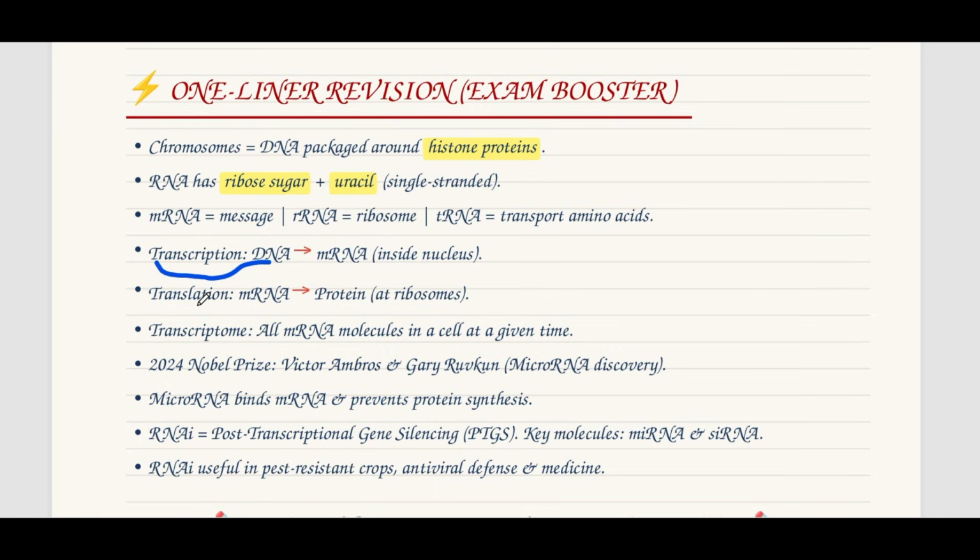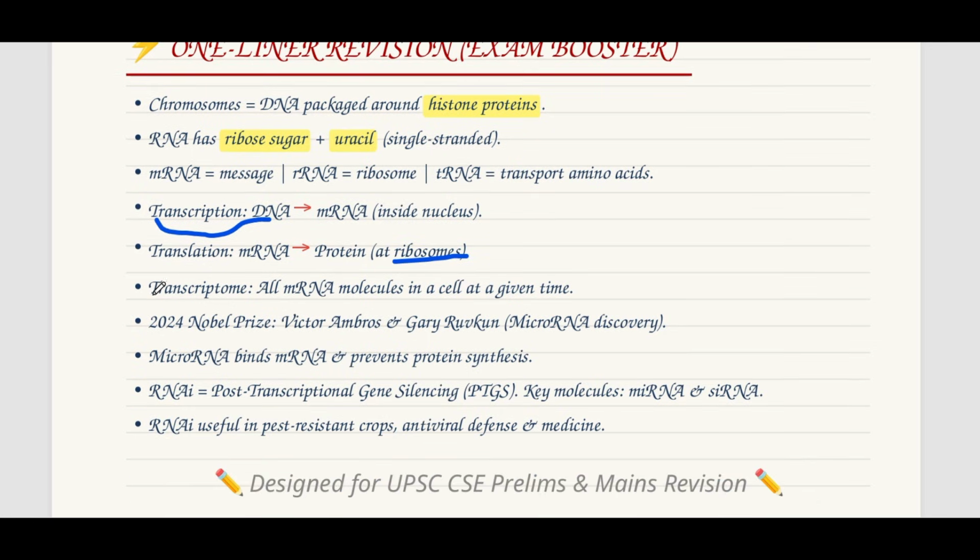Translation happens outside the nucleus, at the ribosomes. Here mRNA is converted into protein. Transcriptome: all mRNA molecules in a cell at a given time. All the messenger mRNA molecules present at a given time, that is the transcriptome.